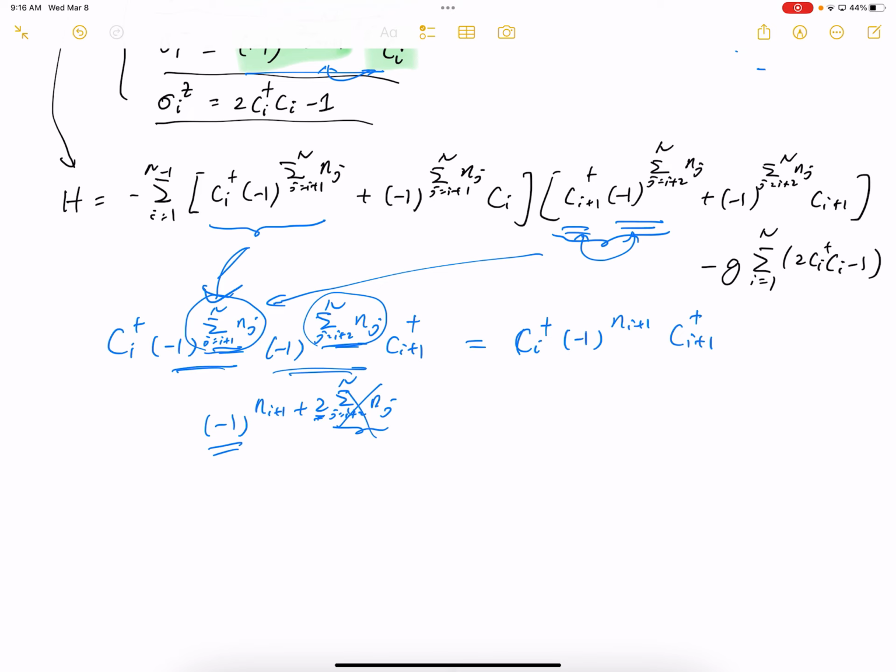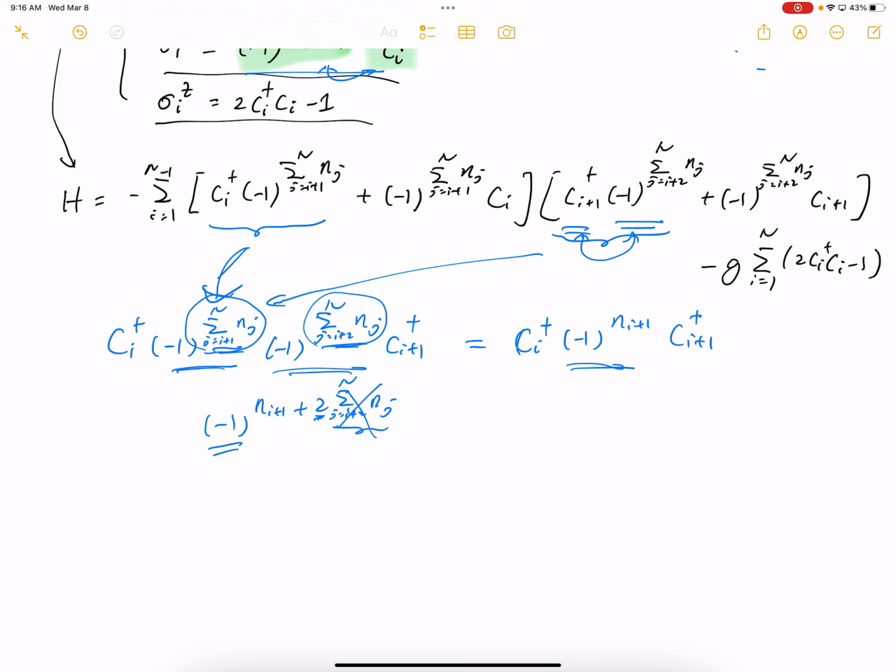This is because this phase operator is either 1 or -1. If it's squared, then it always goes to 1. Okay, so this is the first simplification we can make. But there's still something here, and we don't like this one either. So let's see if we can get rid of this one.